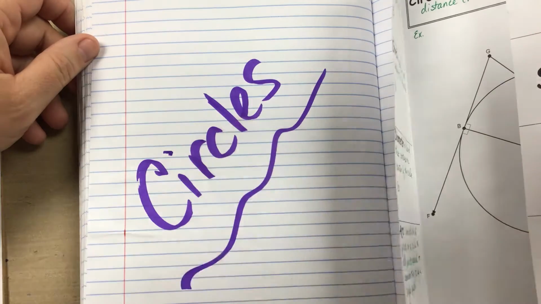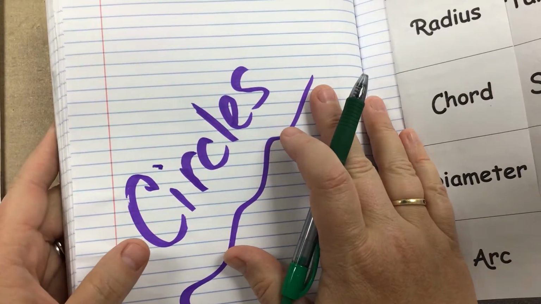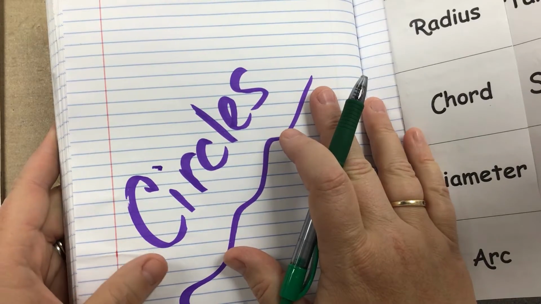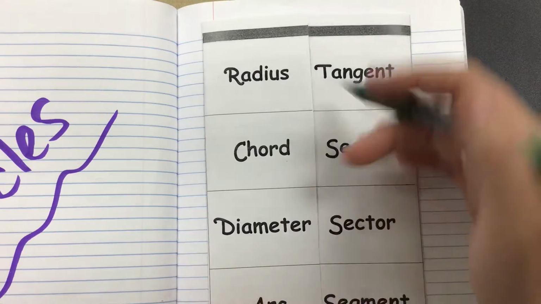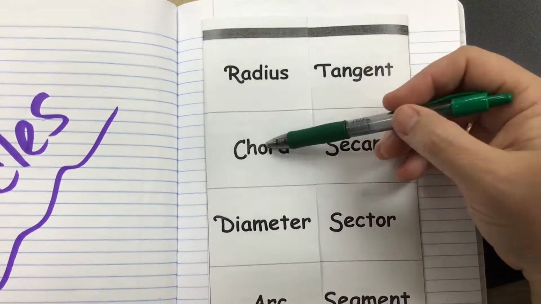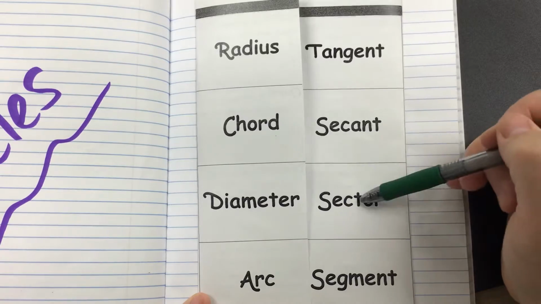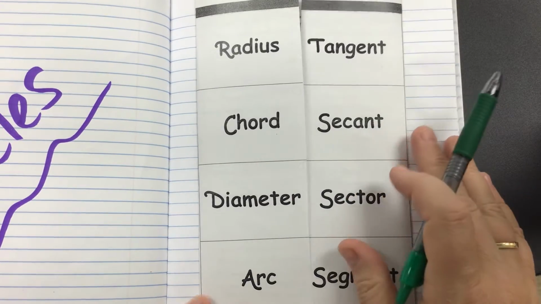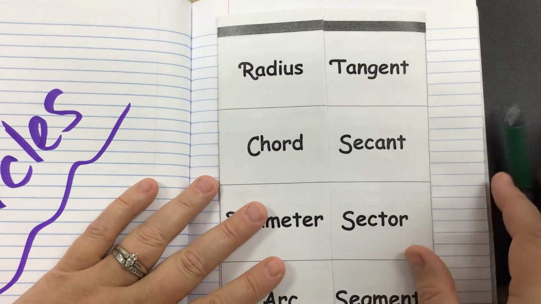So this is, again, going to be the last unit we cover. So again, we're talking about circles. Today we are going to go over some vocabulary. I have this foldable here in my notebook. We're going to talk about the words radius, chord, diameter, arc, tangent, secant, sector, and segment. You should know some of these already, but probably not all of them.